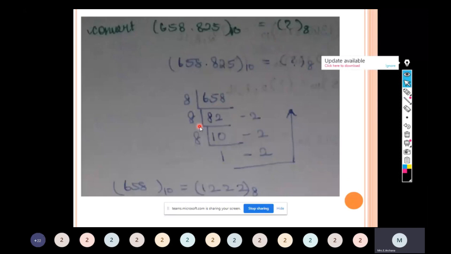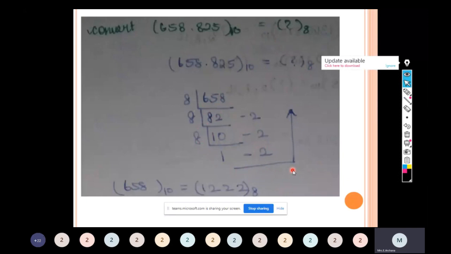So 658 divided by 8, we will get 82. 82 8s are 656. So the remainder will be 2. Again 82 is divided by 8. 10 8s are 80. So the remainder will be 2. Again it is divided by 8. 1 8 is 8. So the remainder will be 2. So we have to write from up to down. So the value for this is 1,222 to the base 8.